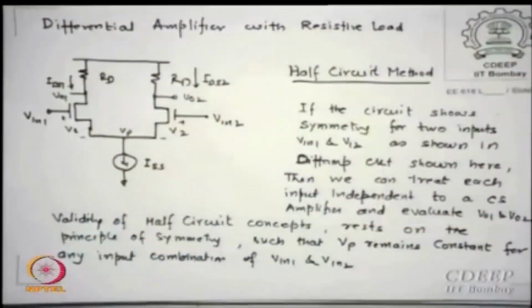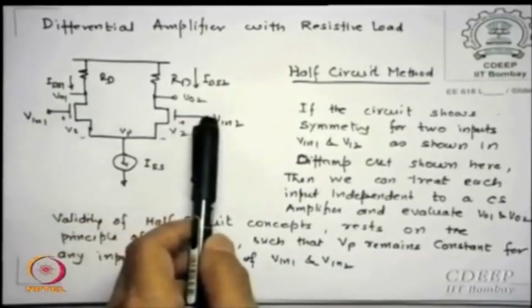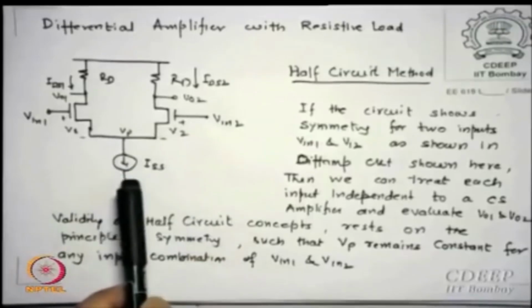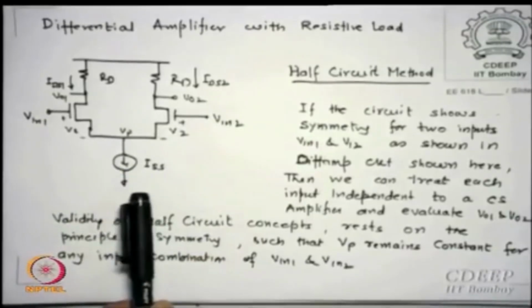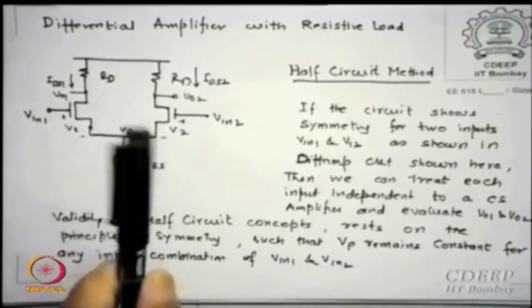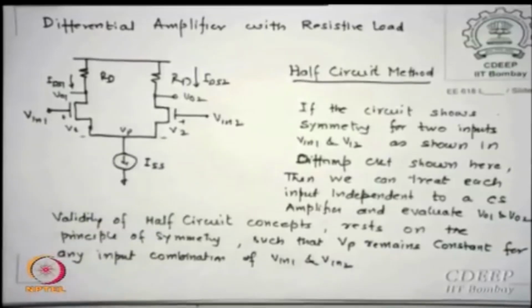So what is the criterion? I said the system has to be differential, biased by a common current source or common bias technique, whichever you use, and it is symmetric for both inputs. Then the half circuit method is valid. Is that correct? It is valid.